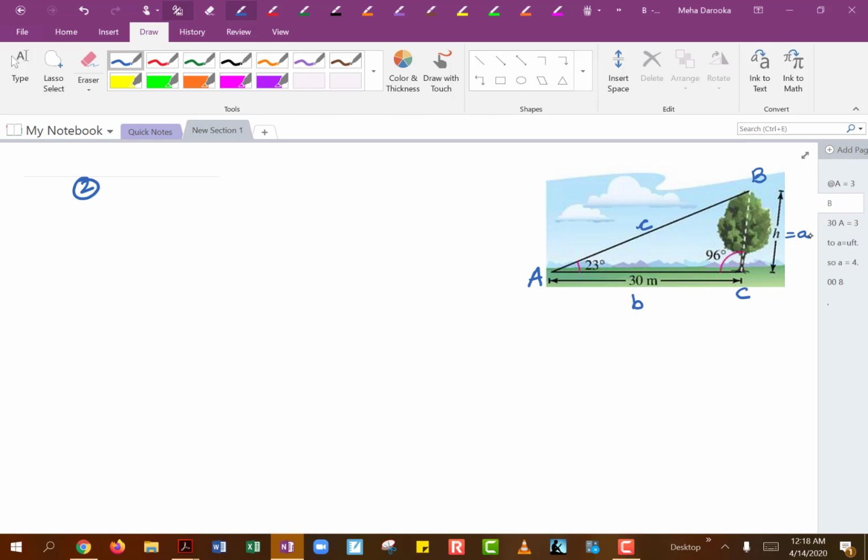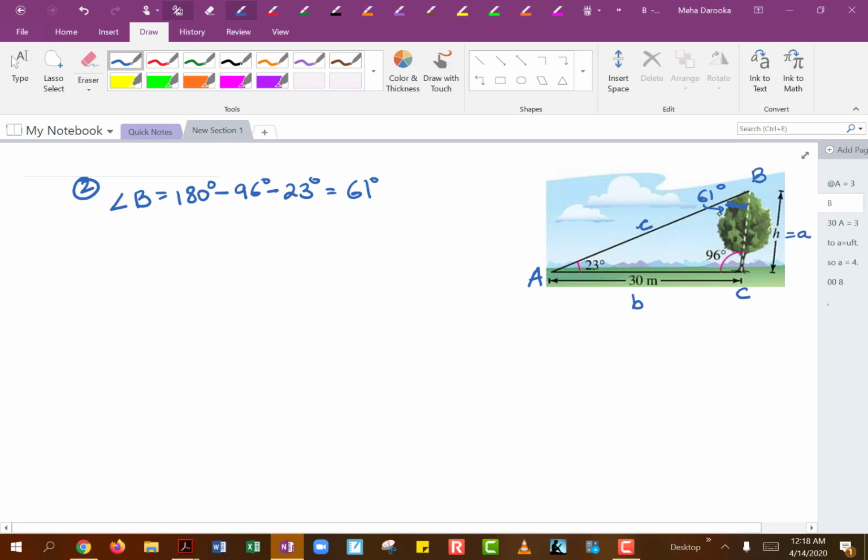So the first thing we're actually going to do is, since we know two of the angles of our triangle, we can actually go ahead and find what angle B is going to be. So to find angle B, again, same thing, we take 180 degrees minus the 96 degrees minus 23 degrees. So when you go ahead and do that subtraction, you should get angle B as 61 degrees. So this angle here will be 61 degrees.